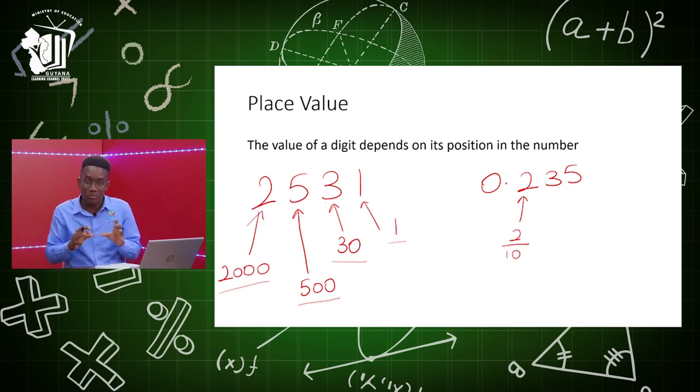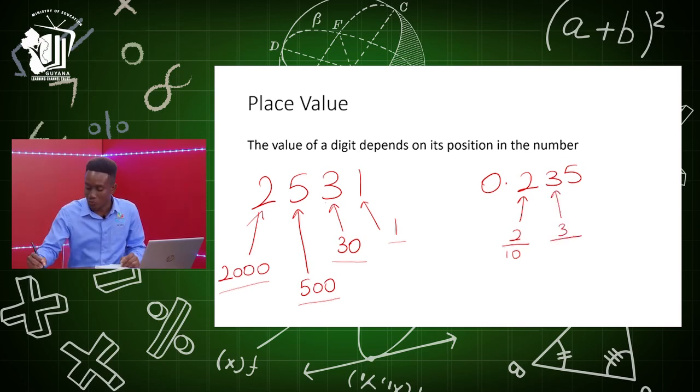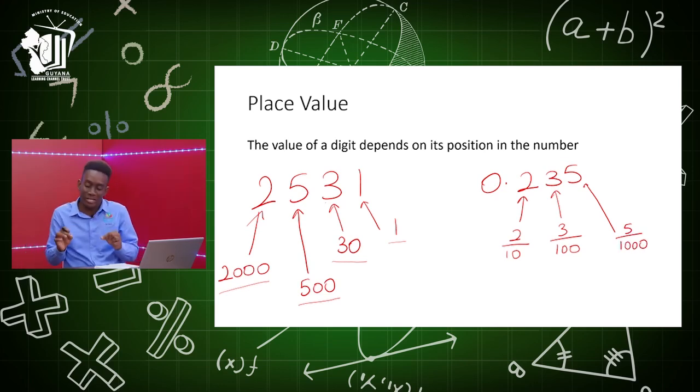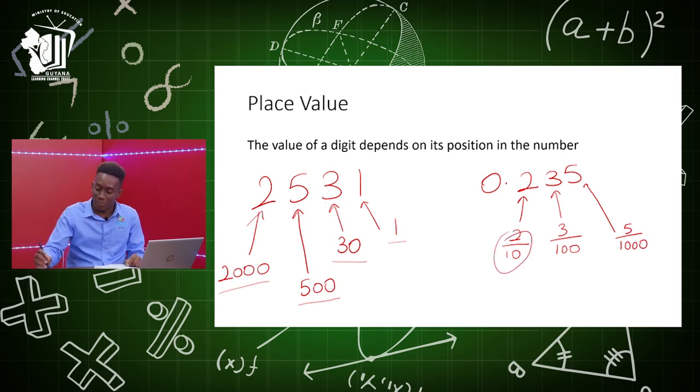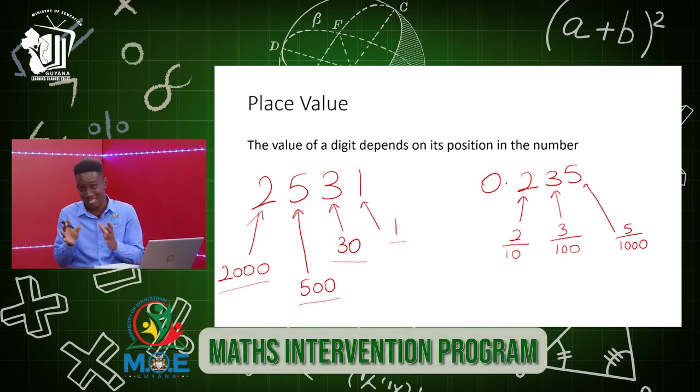And the value of the 3 would be hundredths, with the th. So the value of this 3 would be 3 over 100. And the place value of 5 would be 5 over, you guessed it, 1000. Of course, if we divide the 2 by 10, you'll end up with 0.2, which is the same position as this. If we divide the 3 by 100, we will end up with 0.03, and if we divide the 5 by 1000, we'll end up with 0.005, the same place as the 5.